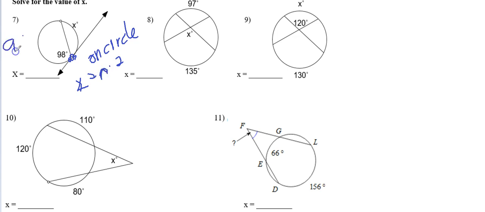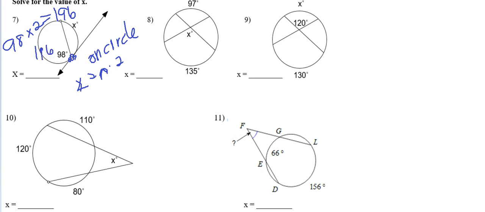Anyway, so 98 is my angle. 98 times 2 is going to give me 196 is my arc. Whoa, I totally did that wrong. The 196 is the arc right here. It wants us to find x.